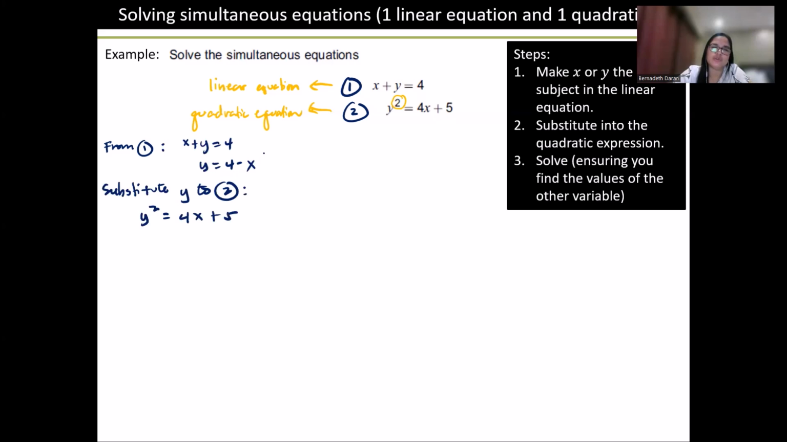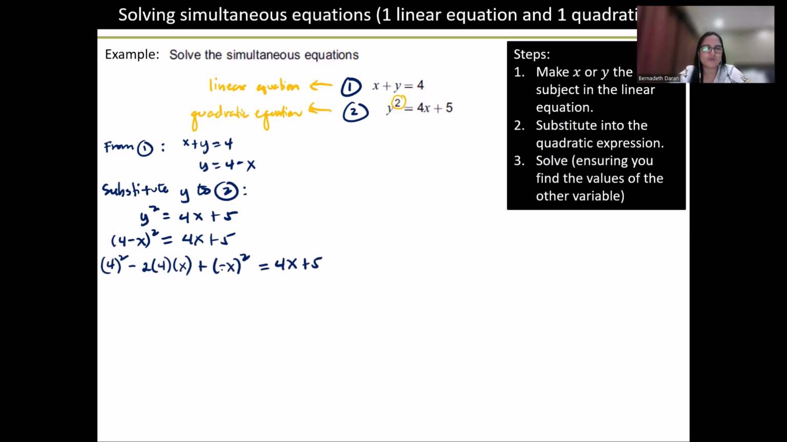And we are now going to substitute the value of y here. So we have 4 minus x squared is equal to 4x plus 5. Okay, so we now have to square this binomial. So this is going to be 4 squared minus 2 times 4 times x plus negative x squared is equal to 4x plus 5.